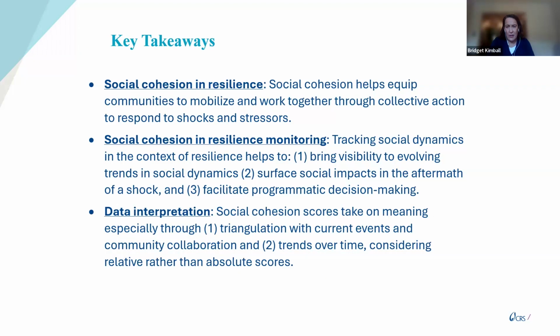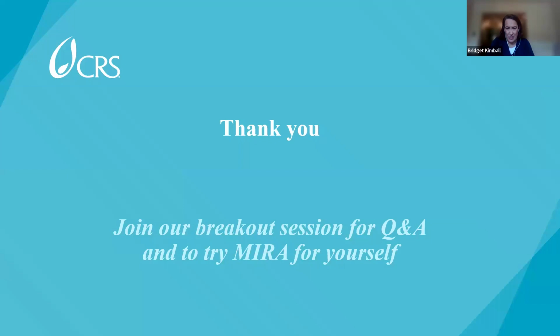In summary, social cohesion helps equip communities to mobilize and work together through collective action when confronted with shocks and stressors. Tracking social cohesion in the context of resilience helps to facilitate more informed programmatic decision-making. And finally, social cohesion scores take on meaning through triangulation with current events and trends over time. That concludes this brief presentation on social cohesion monitoring for resilience.